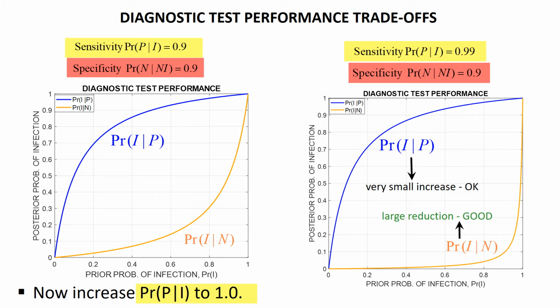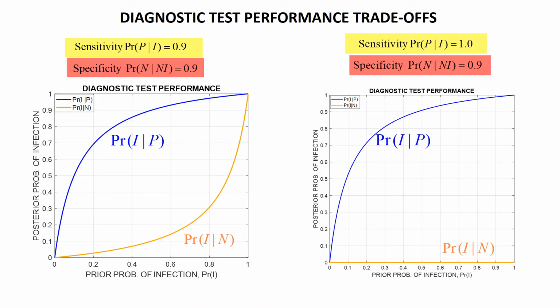So now if we increased the sensitivity to 1, what would happen? Well, you can almost guess what's going to happen. This is what's going to happen. So that's the ideal case, because if the sensitivity is 1, anytime you're infected, you're never going to get an outcome which is showing that you're negative. So that's reduced the chances of these false negatives to 0. Again, a very small increase in the true positives, and the false negatives are now 0.